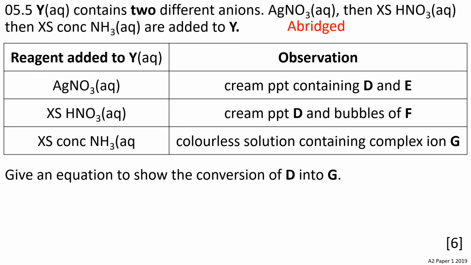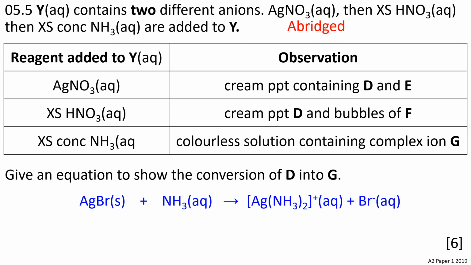So the final part of the question now is about converting D into G. AgBr, solid, plus ammonia makes something called a complex ion. Now this is on the year 2 specification, but there's no harm in learning about it now. The square brackets there represent that the Ag(NH3)2 is what we call a complex. The NH3 is acting as a ligand, an electron pair donor. And the whole thing has got a positive charge, and we can see there that it's also formed the bromide, so it's kind of the NH3s have replaced the bromine.